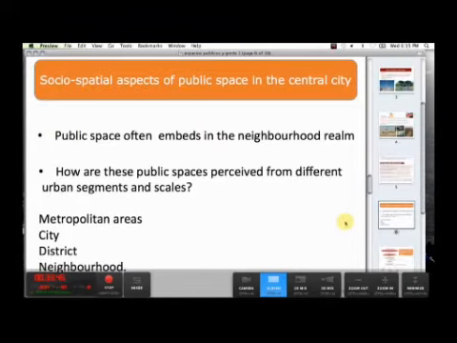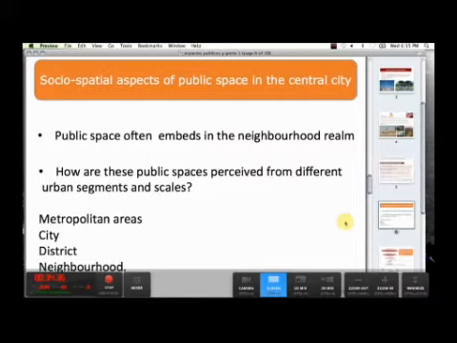And then the question is raised: how are these public spaces perceived from different urban segments and scales? How are these public spaces regarded from a metropolitan area, from a city in the suburbs or in the outskirts of a big city, or from a sprawl area in the outskirts of a city? How are public spaces perceived? Both public spaces that are in those areas, which might be easily known places, and public spaces which are in the city centers or are considered proper public spaces.